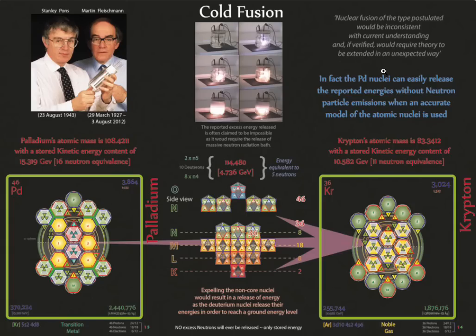One of the statements of the scientific panel set up to investigate cold fusion, when it was proven to be difficult to repeat the process, stated in their summary, and as quoted here, that nuclear fusion of the type postulated would be inconsistent with current understanding, and if verified would require theory to be extended in an unexpected way. Well, there's a number of problems here. Firstly, it obviously isn't fusion as currently formulated within scientific literature. It is in fact a fission process.